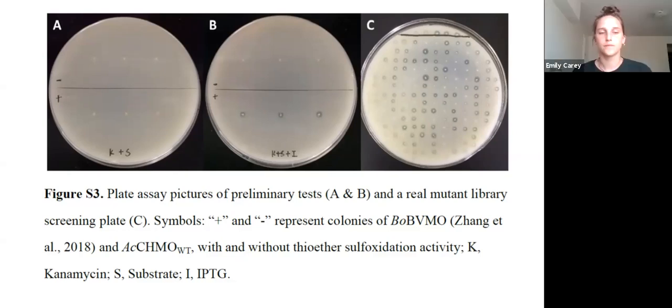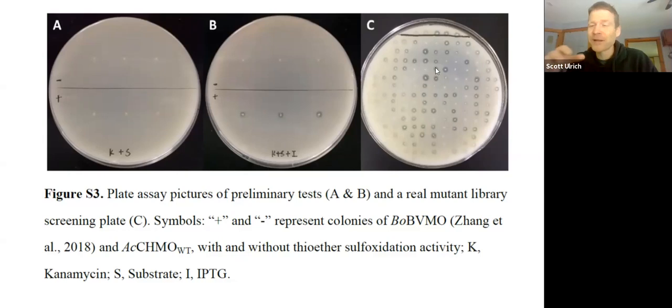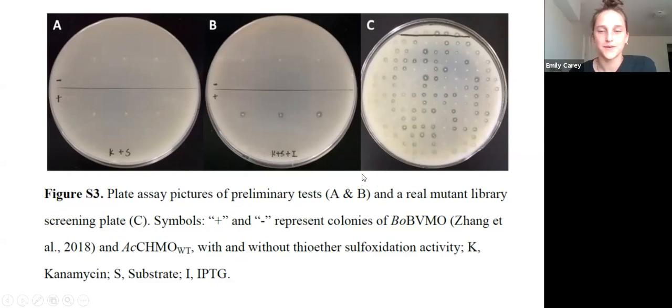Okay. Yeah. Very cool. It's super fast, right? Because there's no limit on how big they could make these plates. They could probably screen thousands and thousands this way. Okay. Very cool. Sorry, I'm shouting. I just got a little excited.